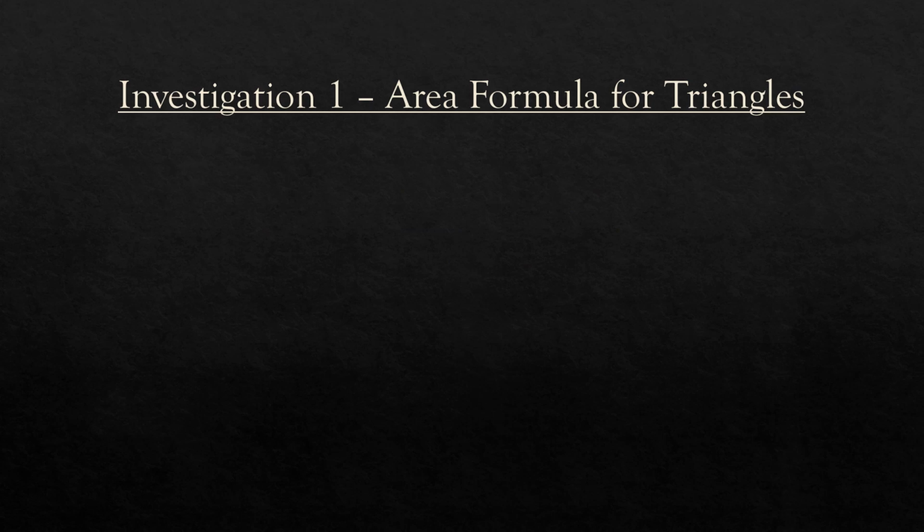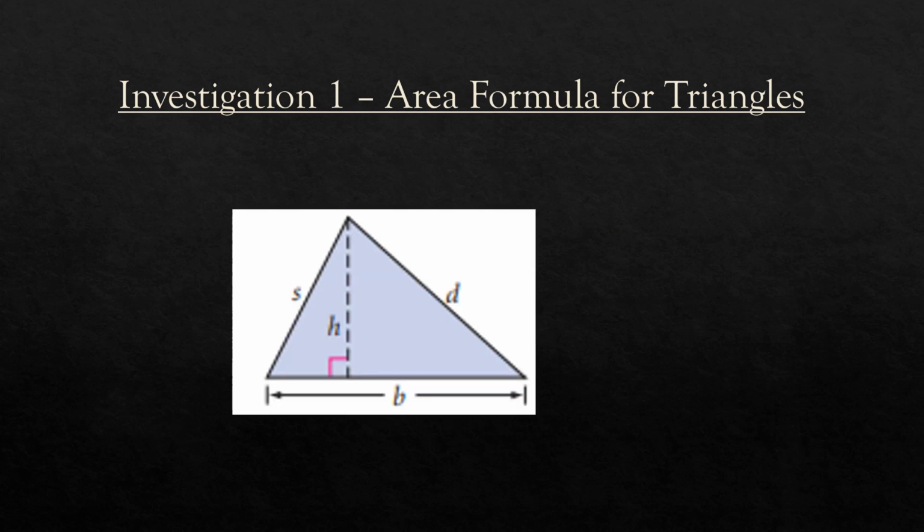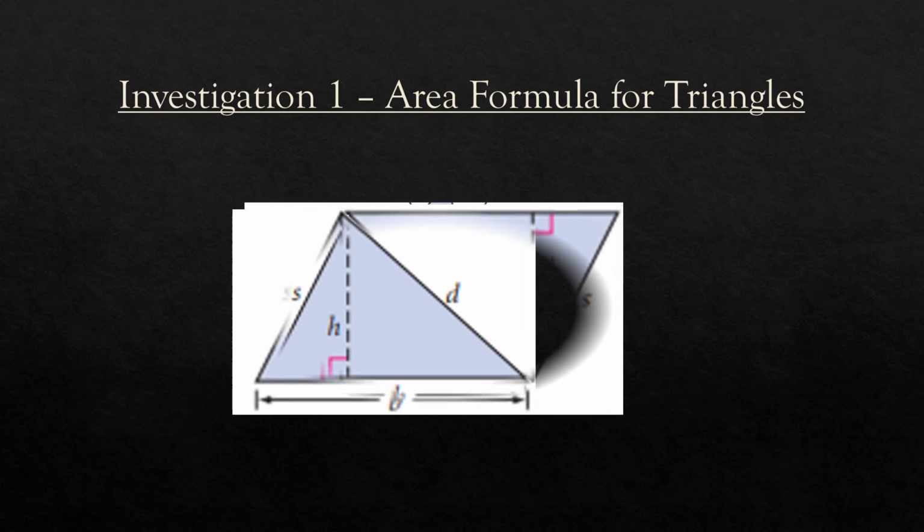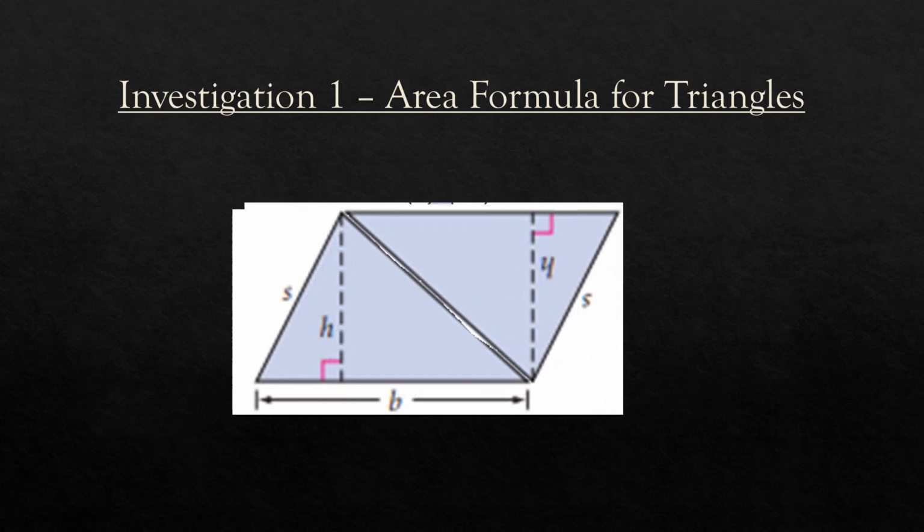Let's look at how we could do this. Here's our triangle. If we cut a second triangle and arrange them, we could arrange them into a parallelogram. And we already have the formula for a parallelogram. It's just base times height. So for one triangle, we will have half of the base times the height.